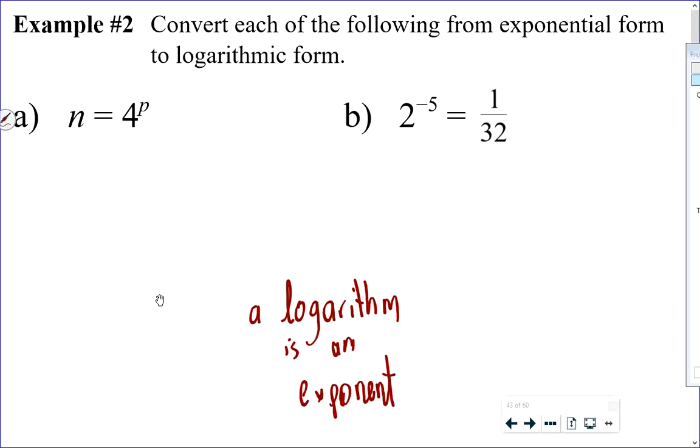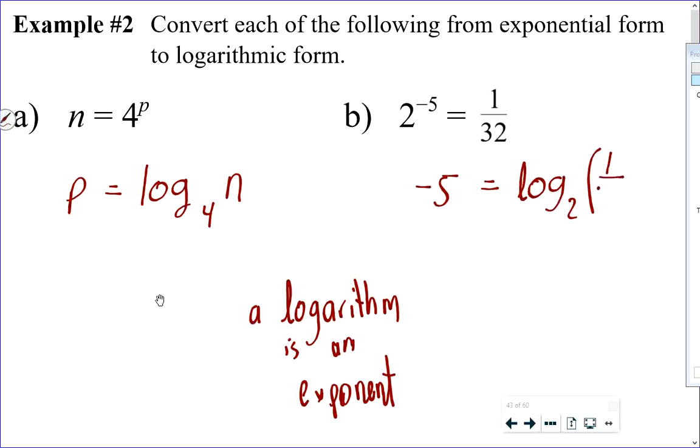What's the exponent up here? P, which means P is the logarithm. P is equal to the logarithm. The logarithm is the exponent. Over here, that means negative 5 is equal to log base 2 of 1 over 32. The base stays the same when you convert from one form to the other. It's just the argument of one becomes what the whole thing is equal to in the other.